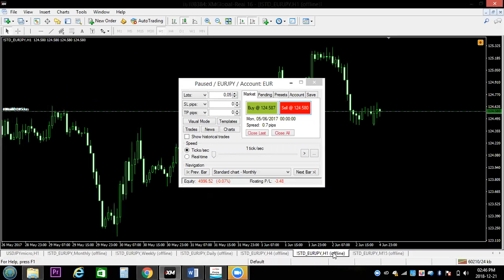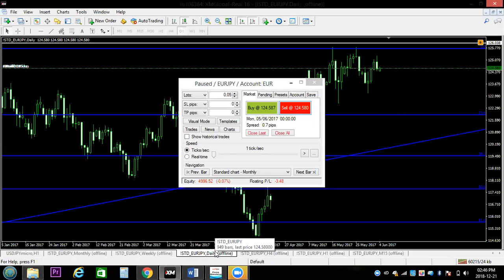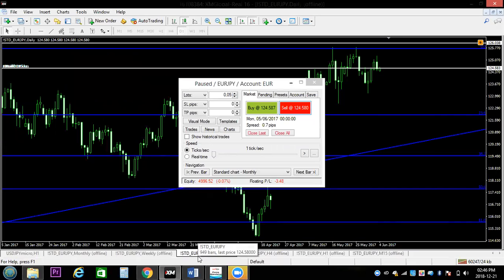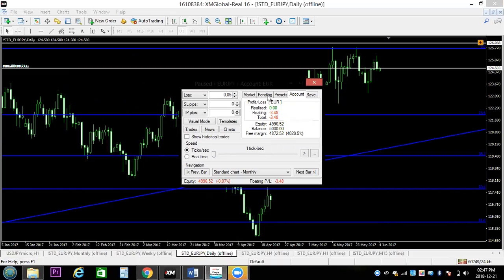Okay, back to EJ. So like I said, I'm just going to take some sells here. Let me draw this resistance, copy it to the other time frames. Okay, that's fine. I'm not risking too much, just showing you guys how I make my trades.